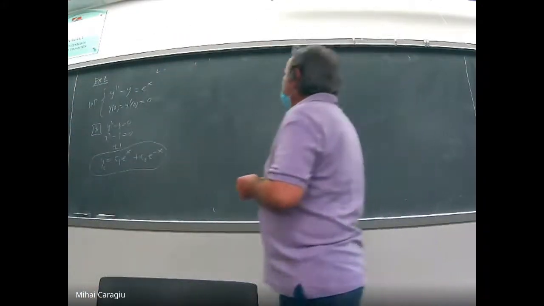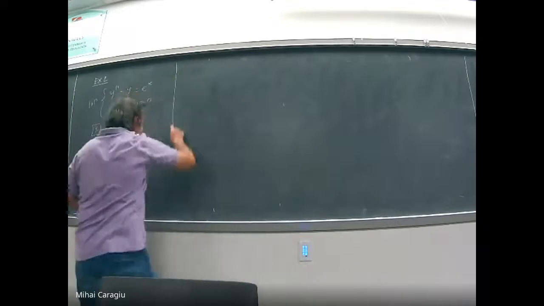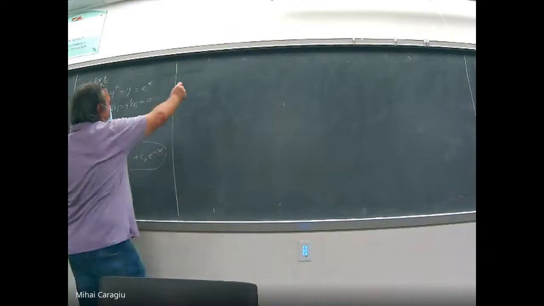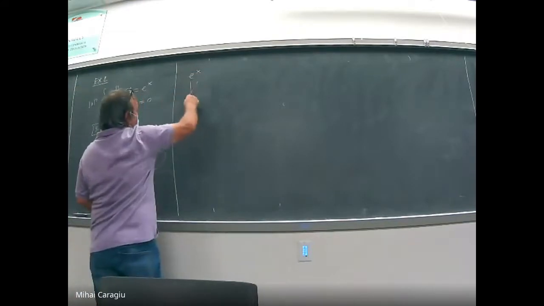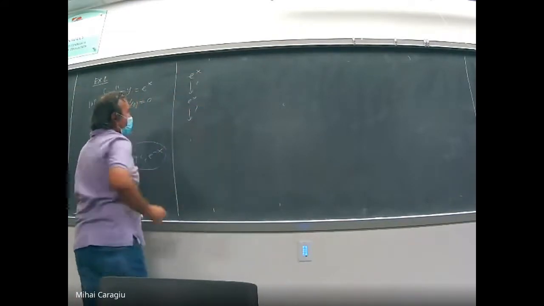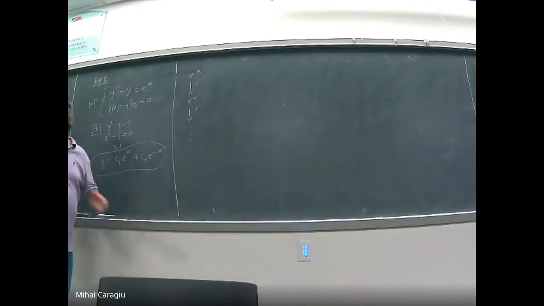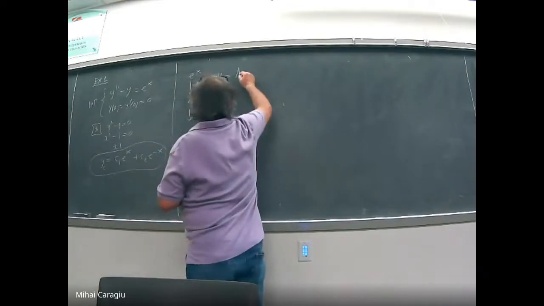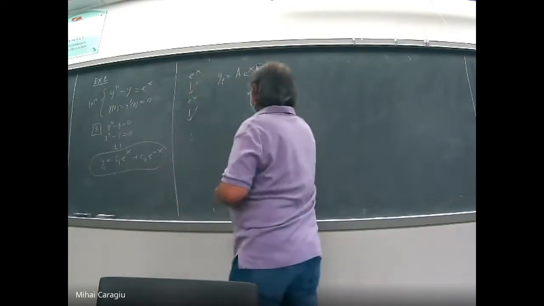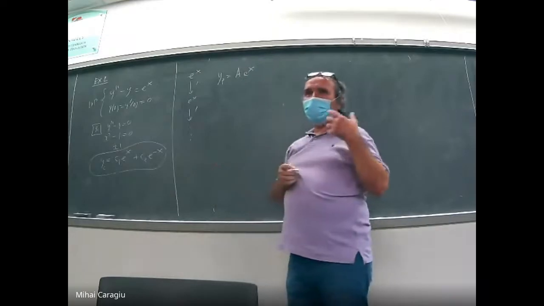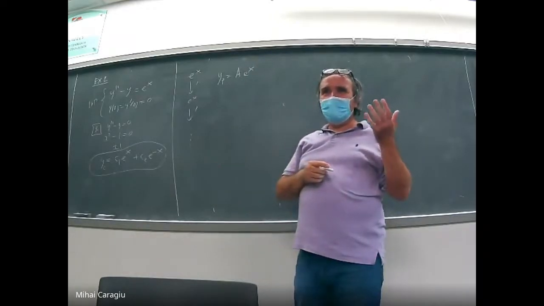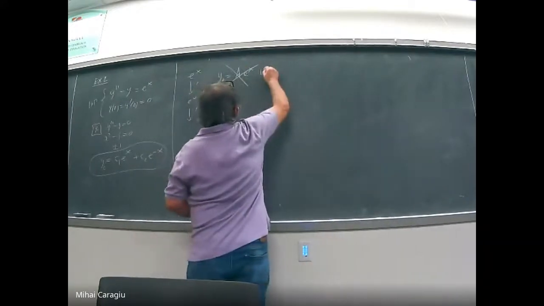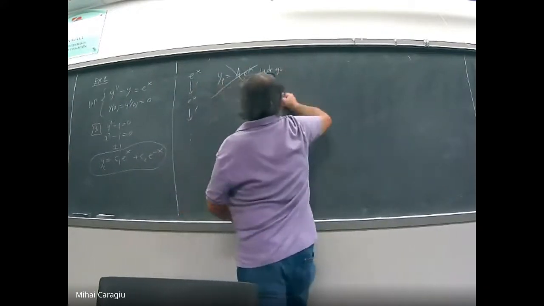Okay, so y sub p. As always, take the right-hand side e to the power x and differentiate. At first sight, we would say, why don't we try y sub p equals a e to the power x? But this is not good because we have interference, an overlap with one of the terms of y sub c. So that's not good because of the overlap.